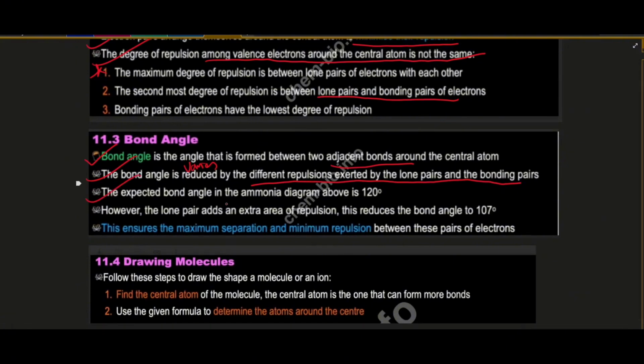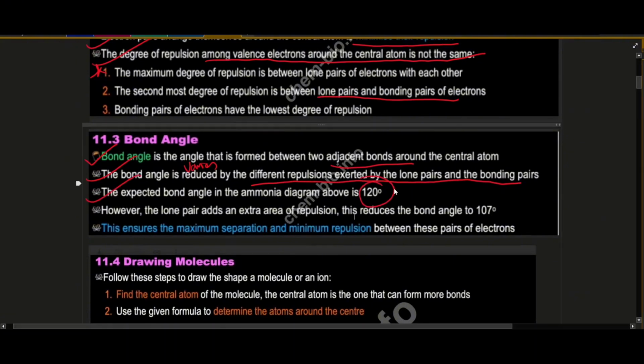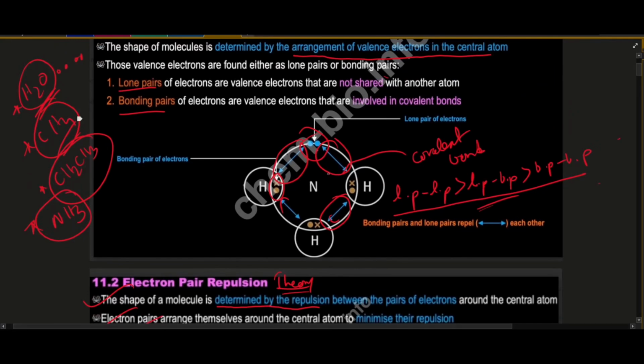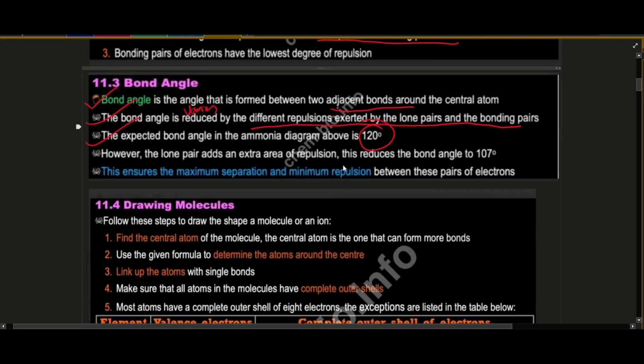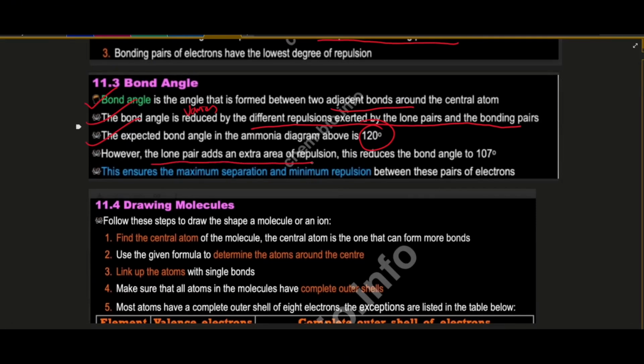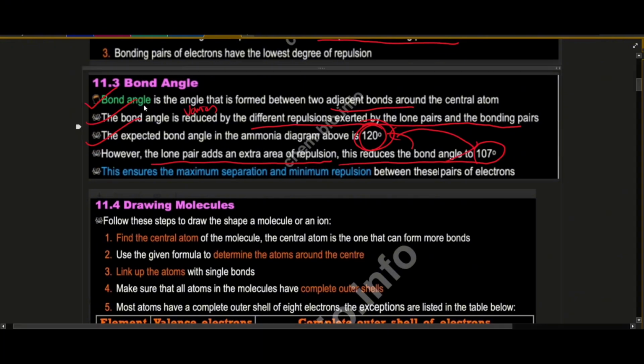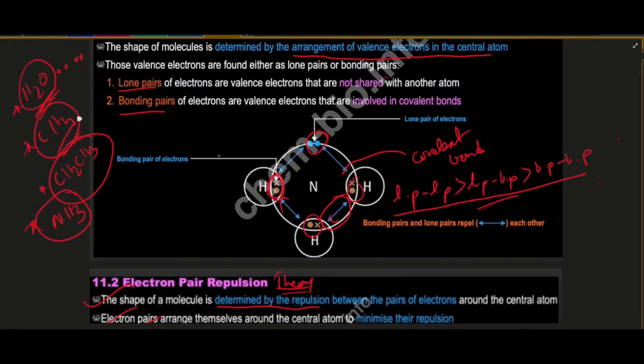So the expected bond angle in the ammonia diagram above is 120 degrees. They're trying to say that, considering there is only one lone pair and three bond pairs, and the repulsion they face according to this criteria, the bond angle will be 120 degrees. However, the lone pair adds an extra area of repulsion. This reduces the bond angle to 107 degrees. If the lone pair was not present, it would have been 120 degrees. But the lone pair adds an extra area of repulsion, which reduces this bond angle to 107 degrees. Am I clear? So eventually, the ammonia bond angle is 107 degrees.